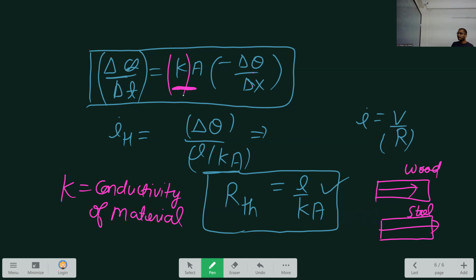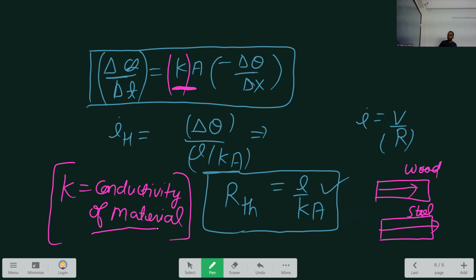Okay, so it means that K depends on material. It is a property of material. That's why it is written as conductivity of material. So the thermal conductivity of metal is much larger than the non-conductive materials. For example, silver has the highest value of thermal conductivity as well as electrical conductivity also.